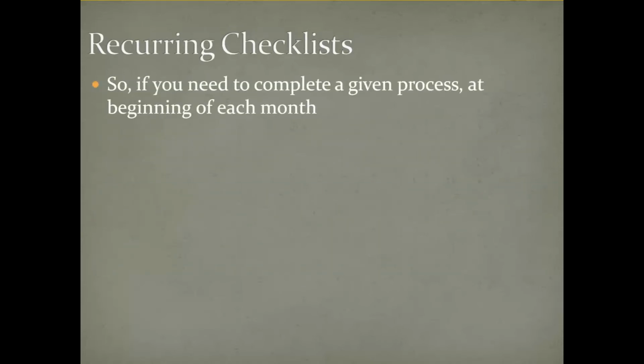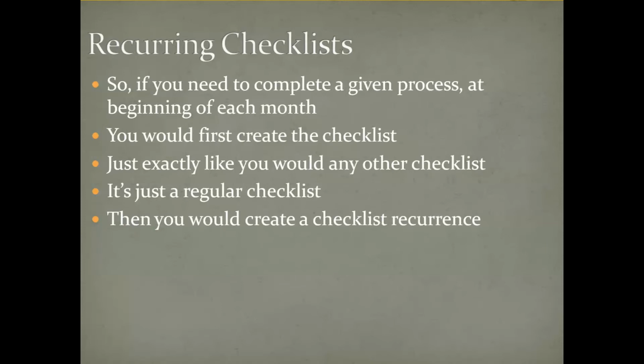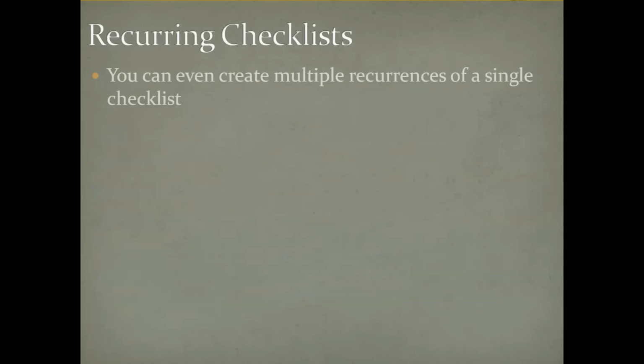So if you need to complete a given process, say at the beginning of each month, you would first create the checklist, just exactly like you would any other checklist. It's just a regular checklist. And then you would create a checklist recurrence, selecting the checklist you already created and specifying the time interval at which you would like the application to automatically copy that checklist for you.